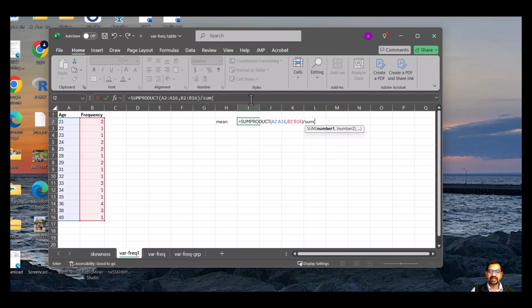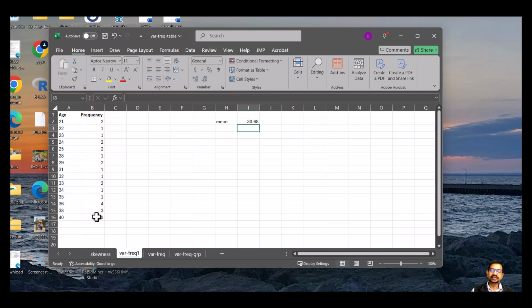So we can look at the sum of this column, which is our frequency distribution. And we get that the average age is 30.68.